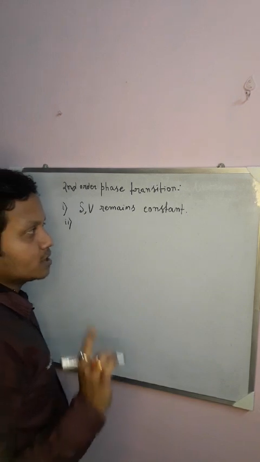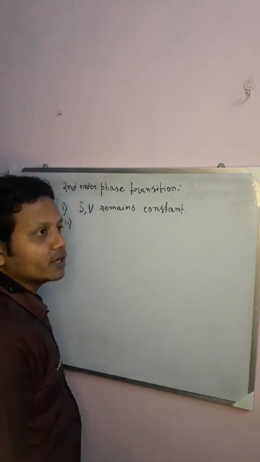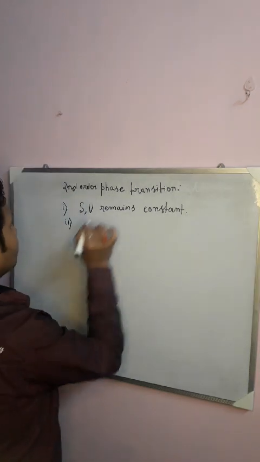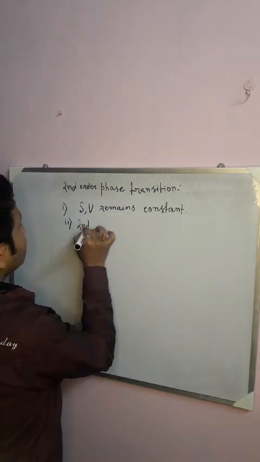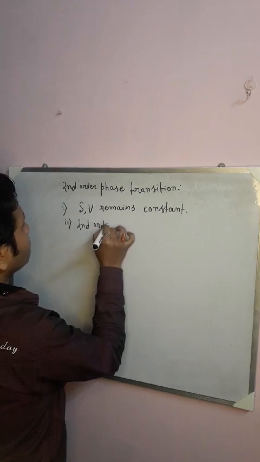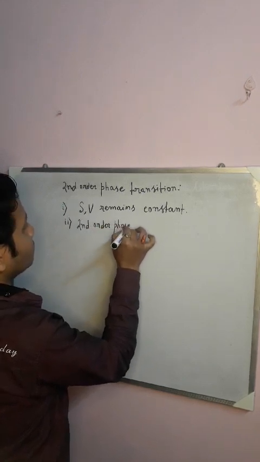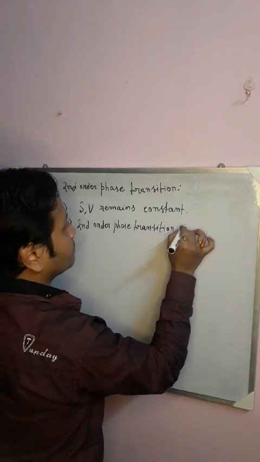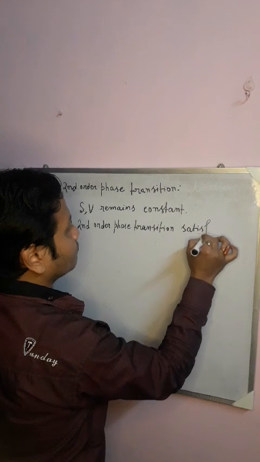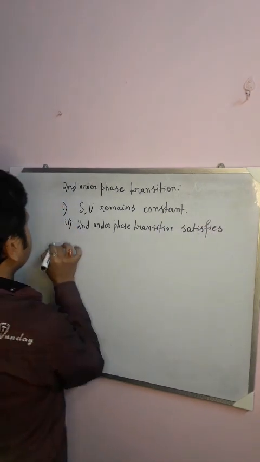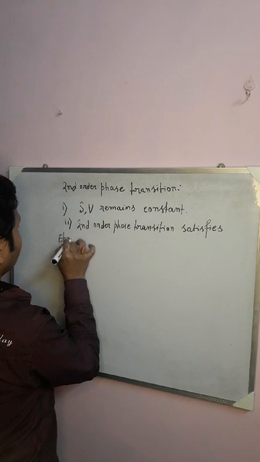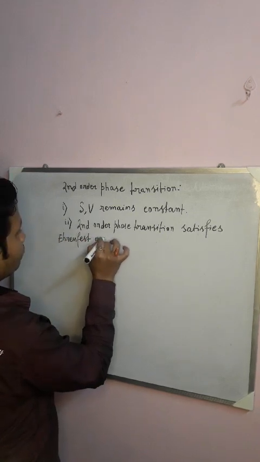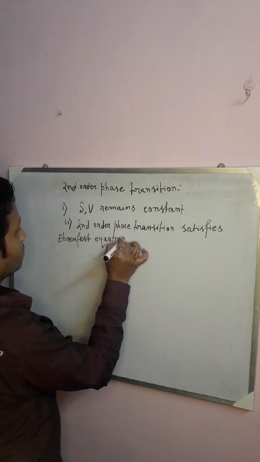Now we see that first order phase transition obeys the latent heat equation or Clausius-Clapeyron equation. Similarly, second order phase transition satisfies the Ehrenfest equation. Okay.